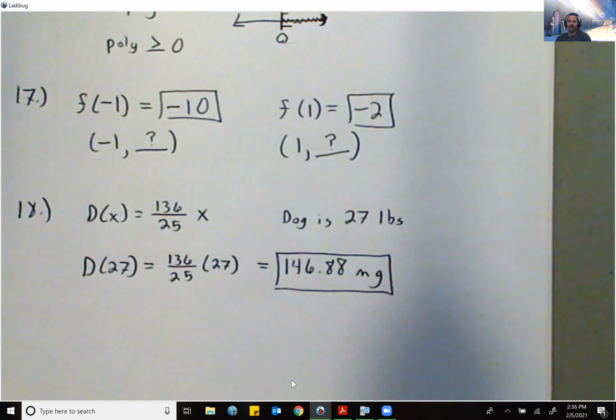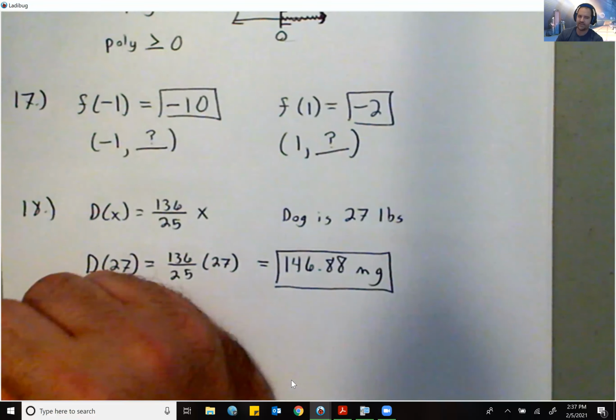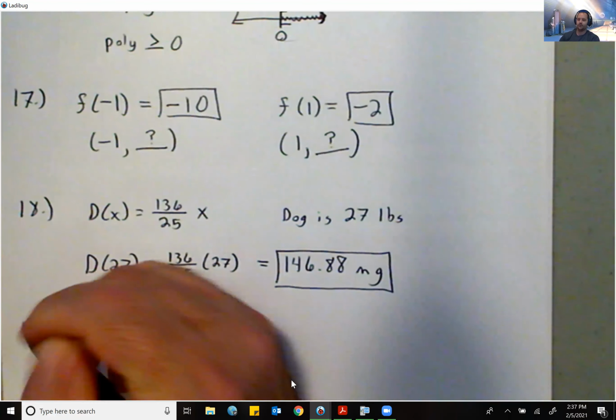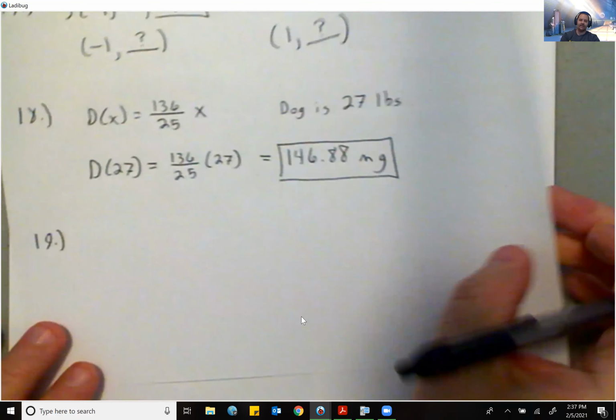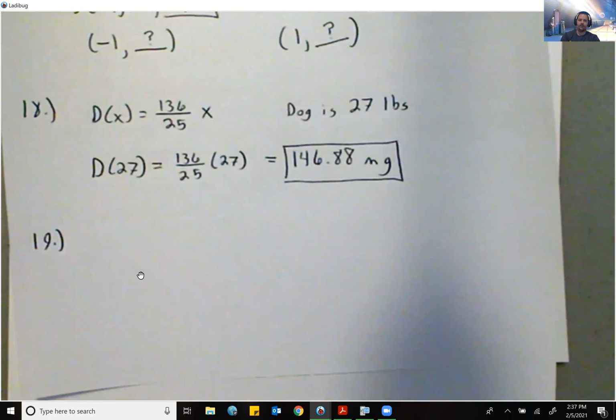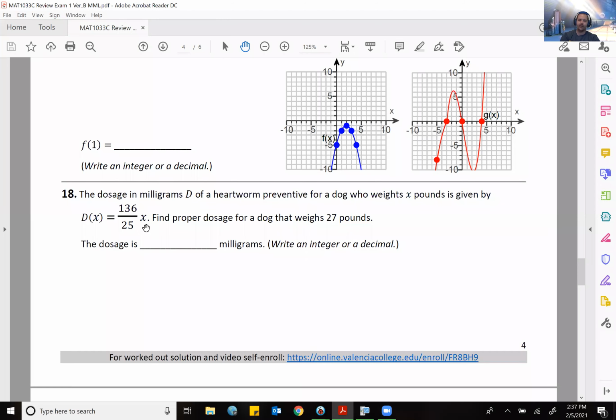Can you take a variable and plug it in? Almost done, ladies and gentlemen. We're on number 19, then number 20. Any questions over number 18 real quick before we move on? All you had to do, take 27, plug it in for X, and kick out an answer.